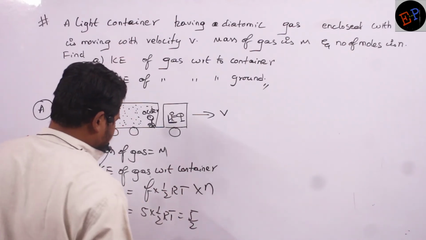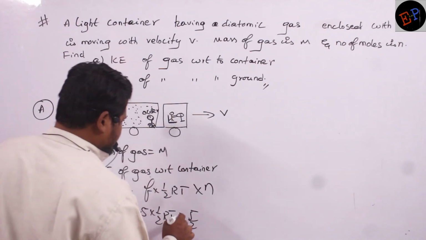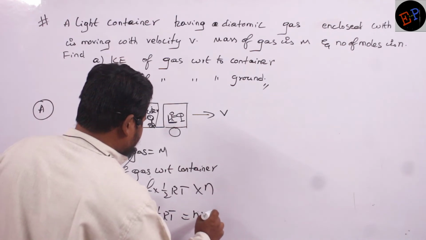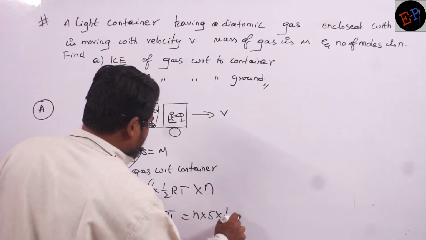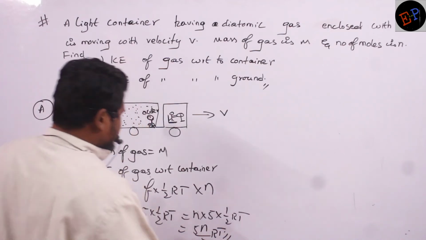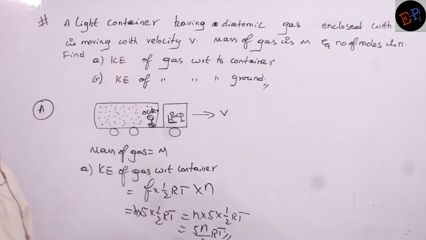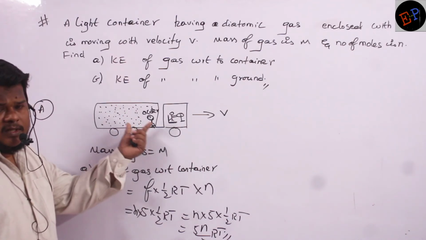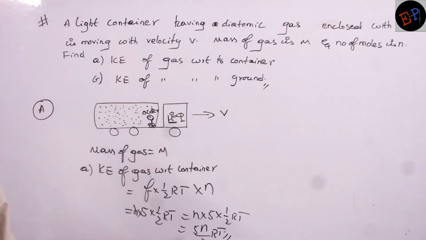So multiplied by N. So N into 5 into half RT, or you can write 5N by 2 RT. So this is the total energy of the gas with respect to the observer present inside the container. Are you able to understand?